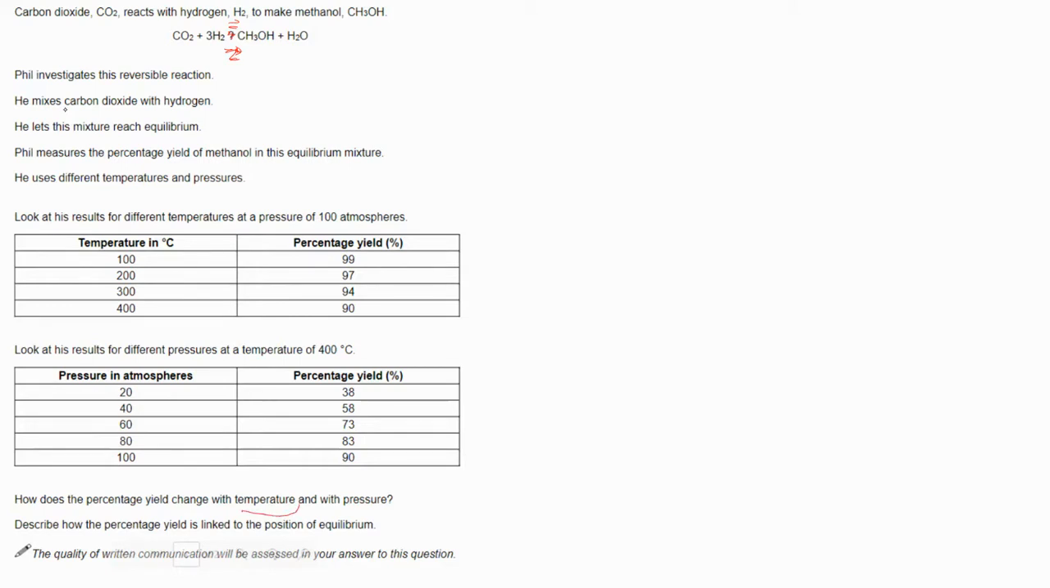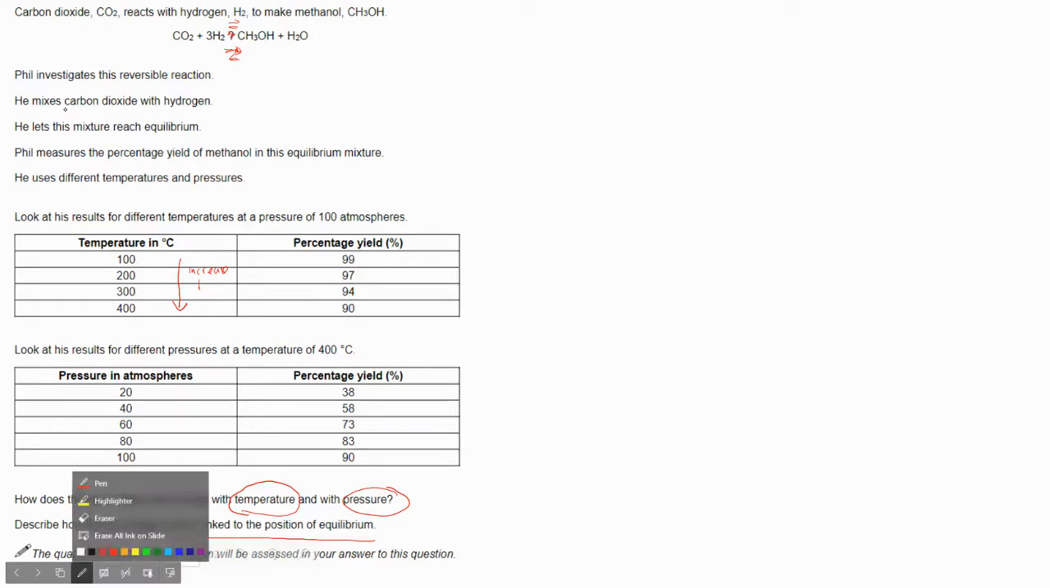So we've got to see how it changes with temperature and how it changes with pressure. So let's just circle those so we don't forget. And then describe how the percentage yield is linked to the position of equilibrium. So let's look at this table first. In this table, we can see as we go down the table, we are increasing the temperature. And when we've done that, what's happened to the yield is the yield's gone down. So the percentage yield has decreased.